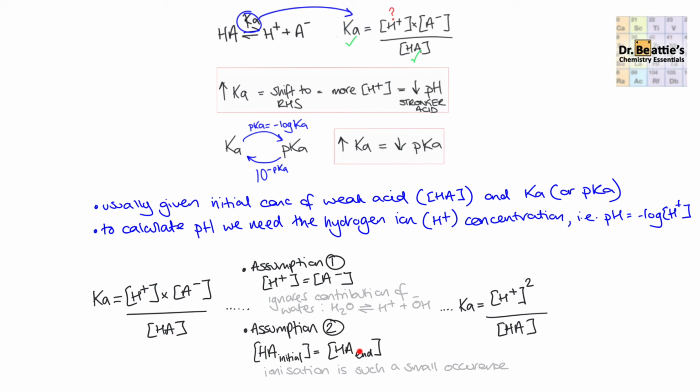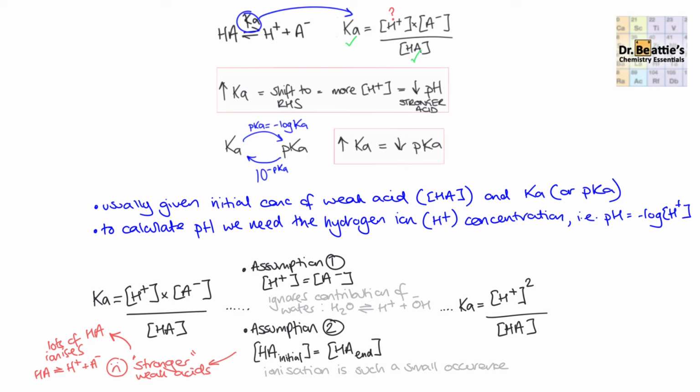Now the problem with this second assumption is that it doesn't really work for stronger weak acids. This is due to the fact that if you're a strong weak acid, then obviously more of the HA will ionize into H plus and A minus. So the disparity between the HA concentration initially and at the end is greater. So that's something worth knowing, because you might be asked to comment on that in the exam. But both these assumptions lead us to this really useful equation now, okay?